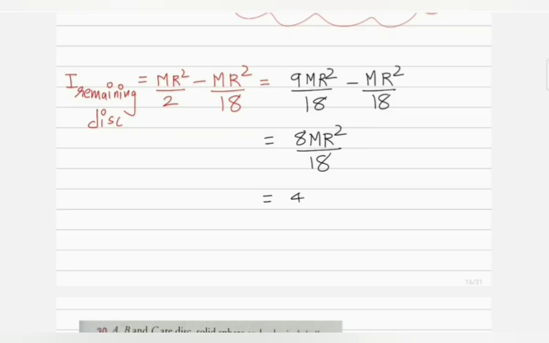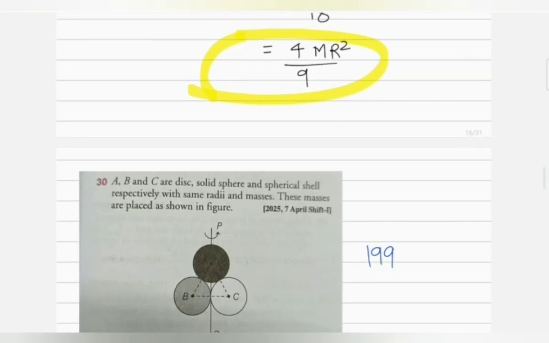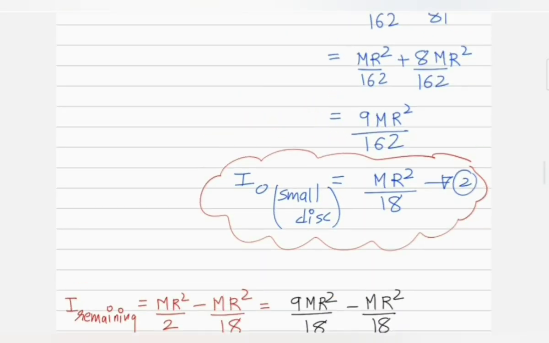2 into 4 will give you 8, 2 into 9 will give you 18, so this is 4/9mr², students. 4/9mr² is the moment of inertia of the remaining disk about point O. But I think something else is given, as I was telling you, students, right? They are giving you this.